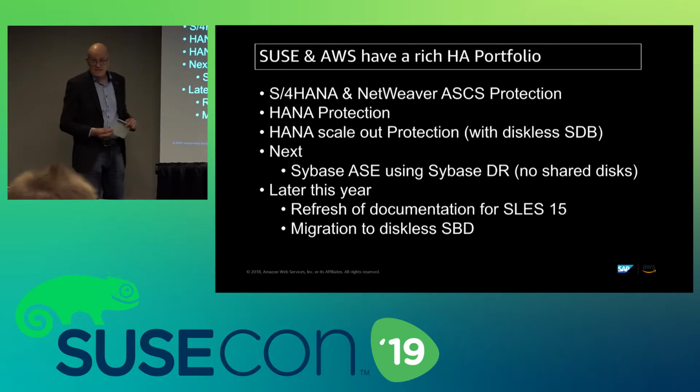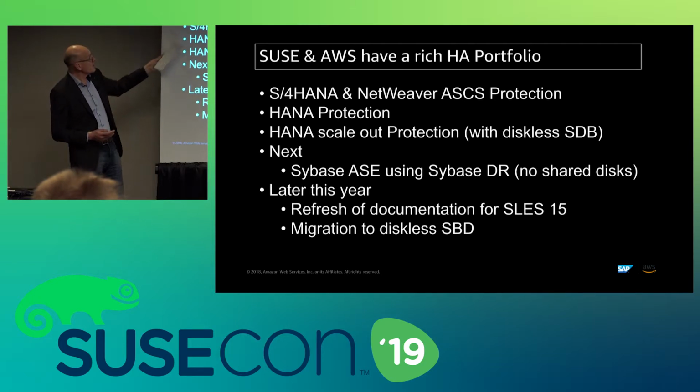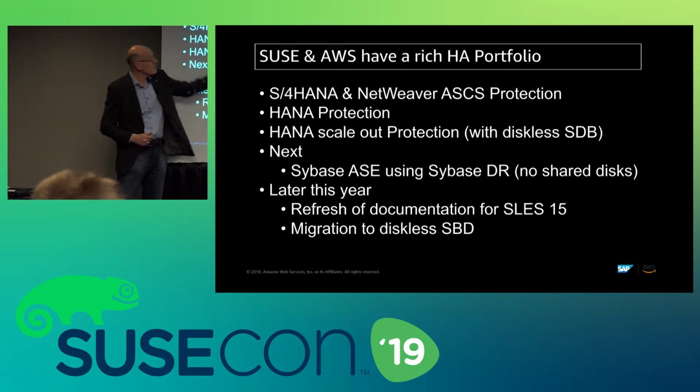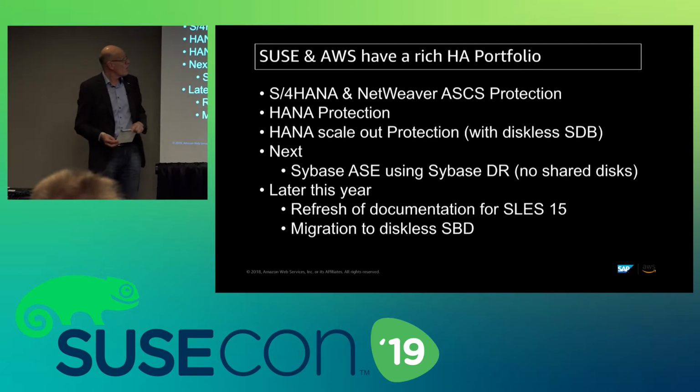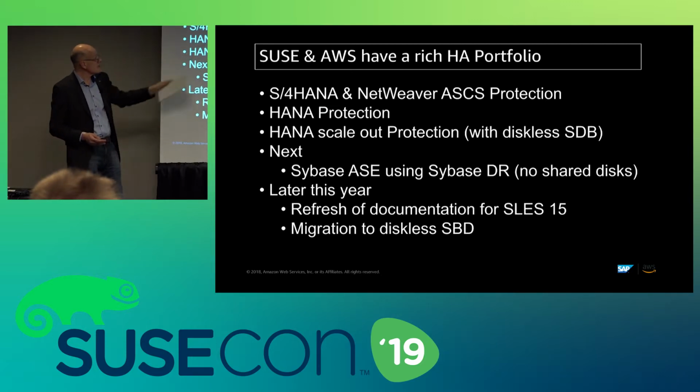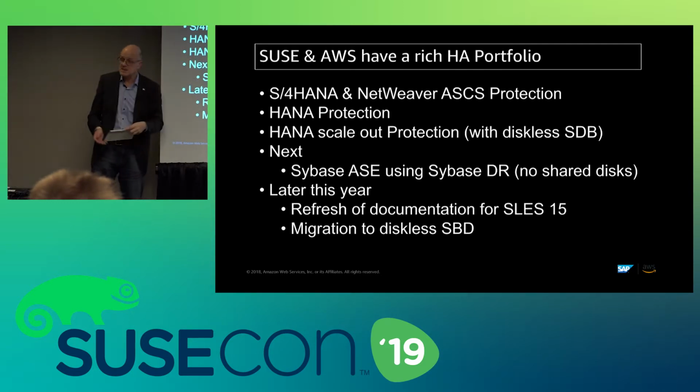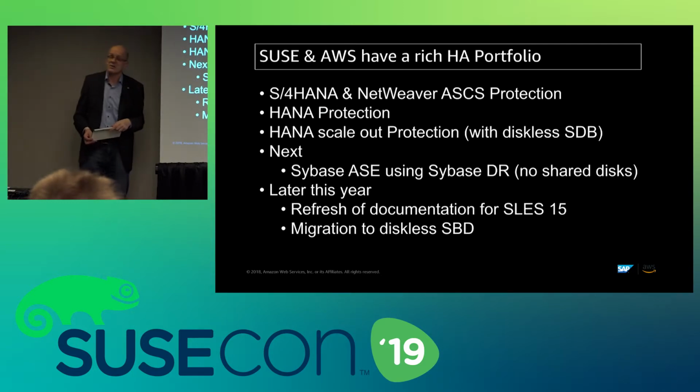With these building blocks and SLES HA, we are nowadays able to provide a relatively rich portfolio. We can protect S/4HANA and NetWeaver with our ASCS. We can protect HANA systems. We are now able to protect HANA Scale Out systems. We are certified to run Scale Out systems with 4 times 12 terabyte, so we can protect up to 50 terabyte.